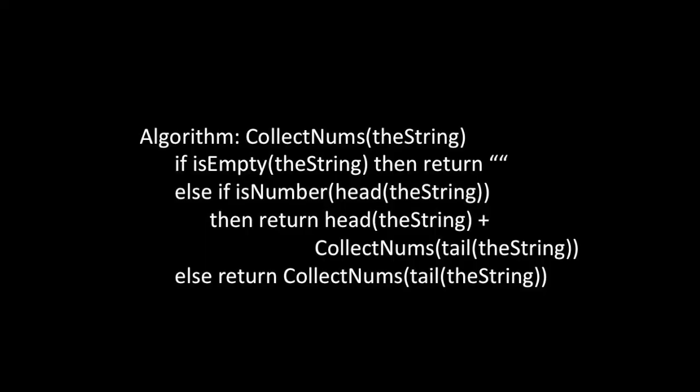Collect nums takes a single string argument called the string. If that string is empty, then I'm going to return the empty string because there are no numbers in the empty string. Else, if the head of the string is a number, then I'll return the head followed by all the numbers in the tail, which I can get by calling collect nums on the tail of the string. Or if the head of the string is not a number, then I'll simply return collect nums on the tail of the string.